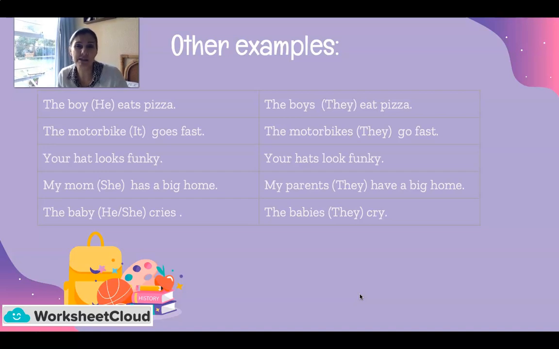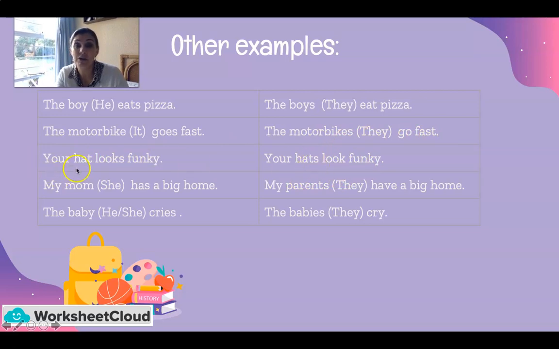So instead of saying the boy eats pizza, because that's not how we talk all the time, I won't point and say the boy eats pizza. I might say he eats pizza. Okay? And then if we were talking about a whole group of boys, we could talk about they eat pizza. So take a look at the motorbike. Instead of me saying the motorbike goes fast, I might point and say it goes fast. If I'm talking about a whole lot of motorbikes, they go fast. Your hat looks funky. Your hats look funky.